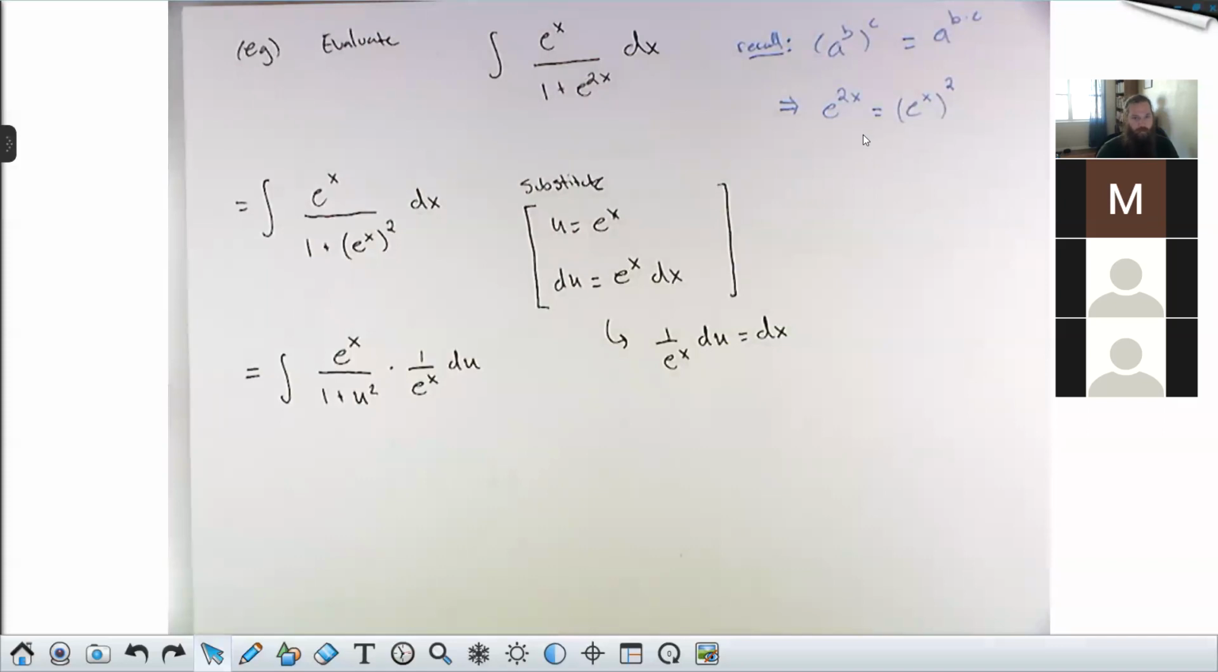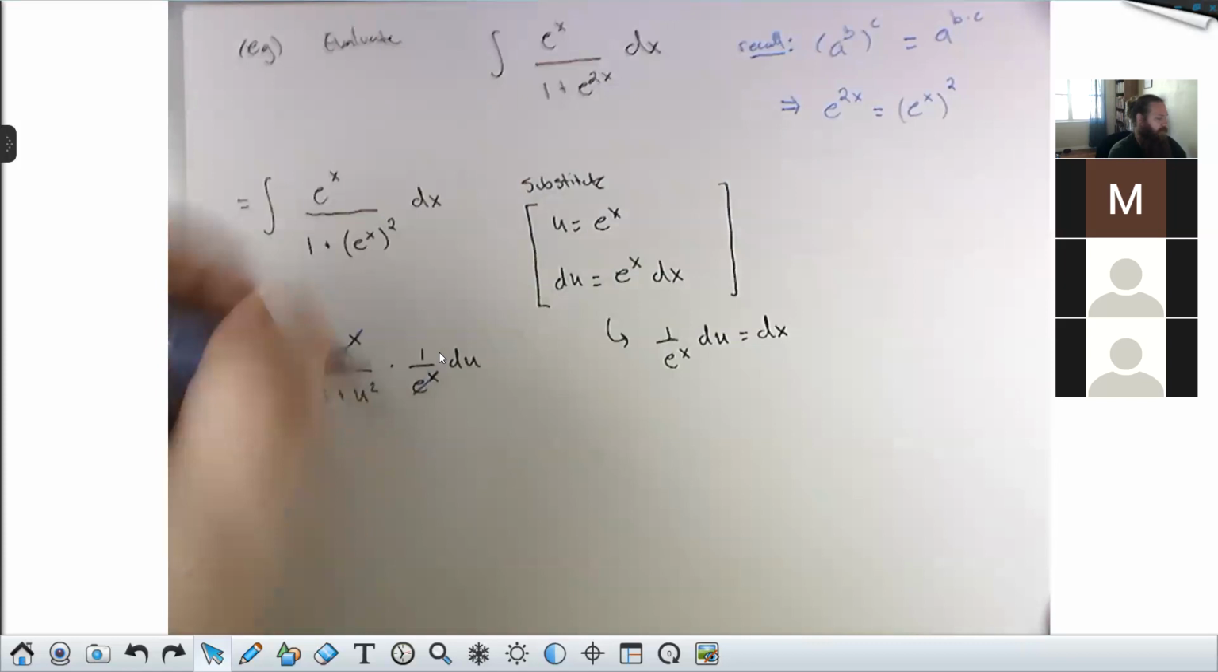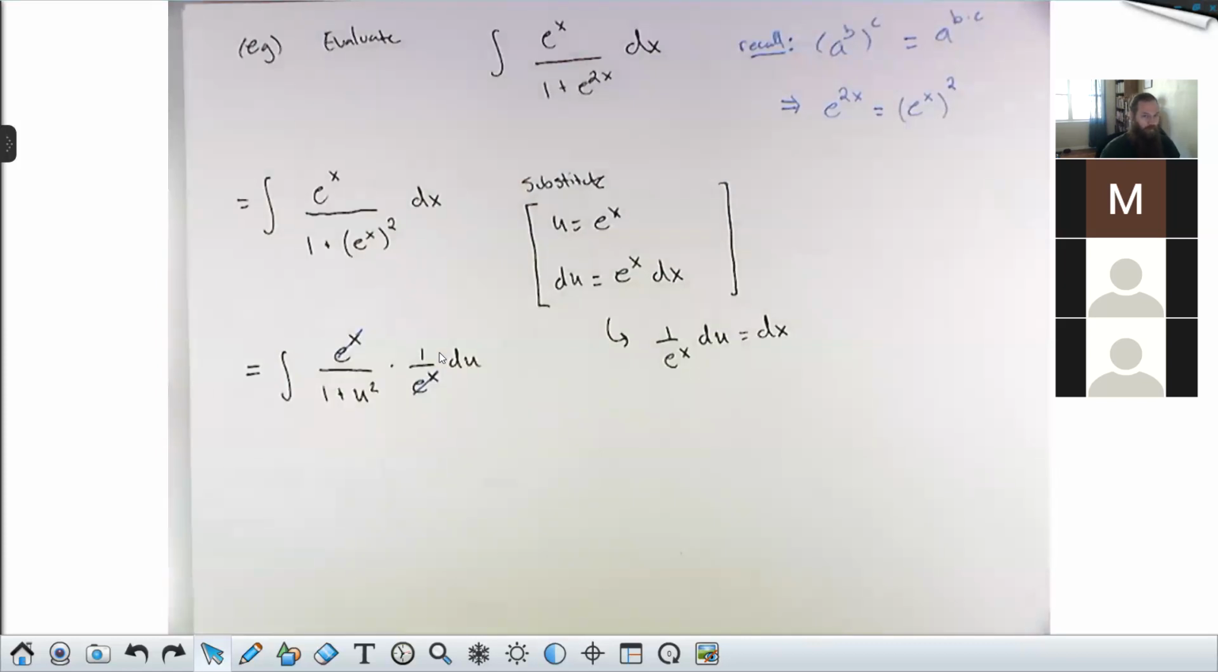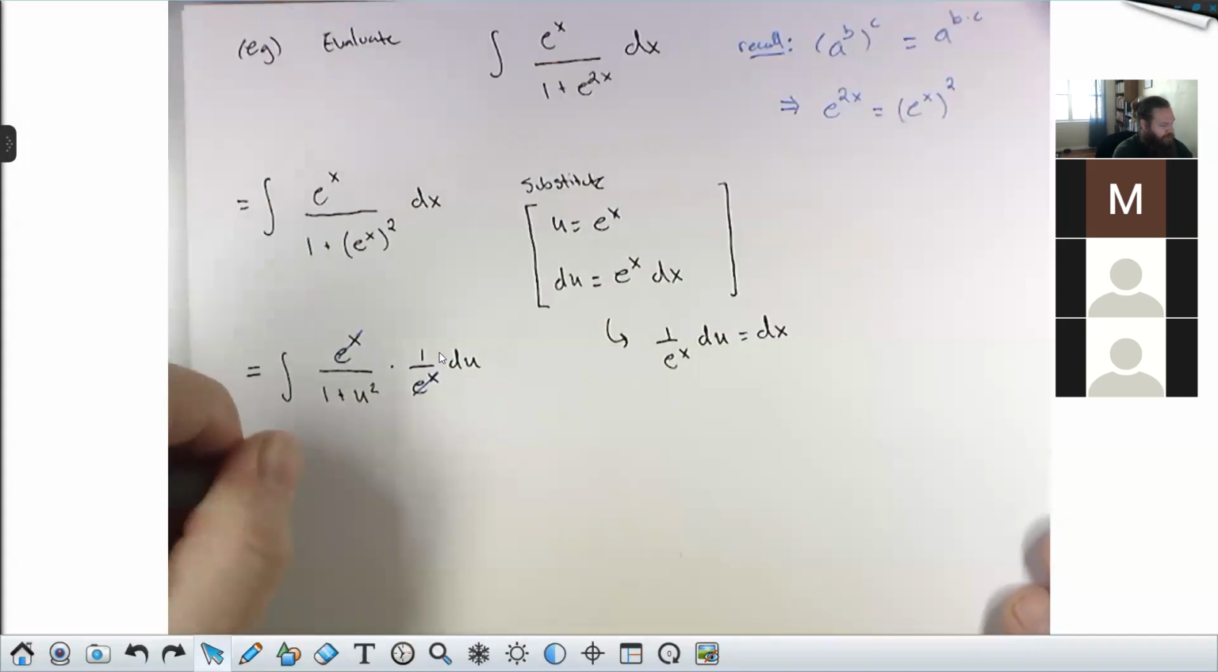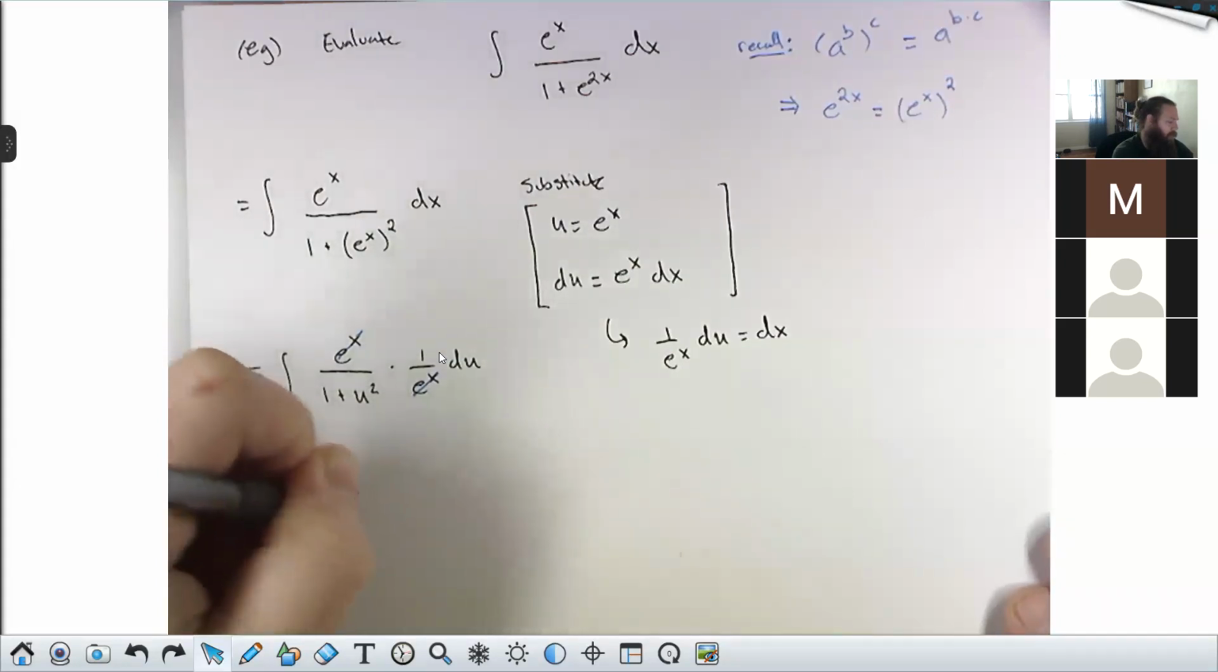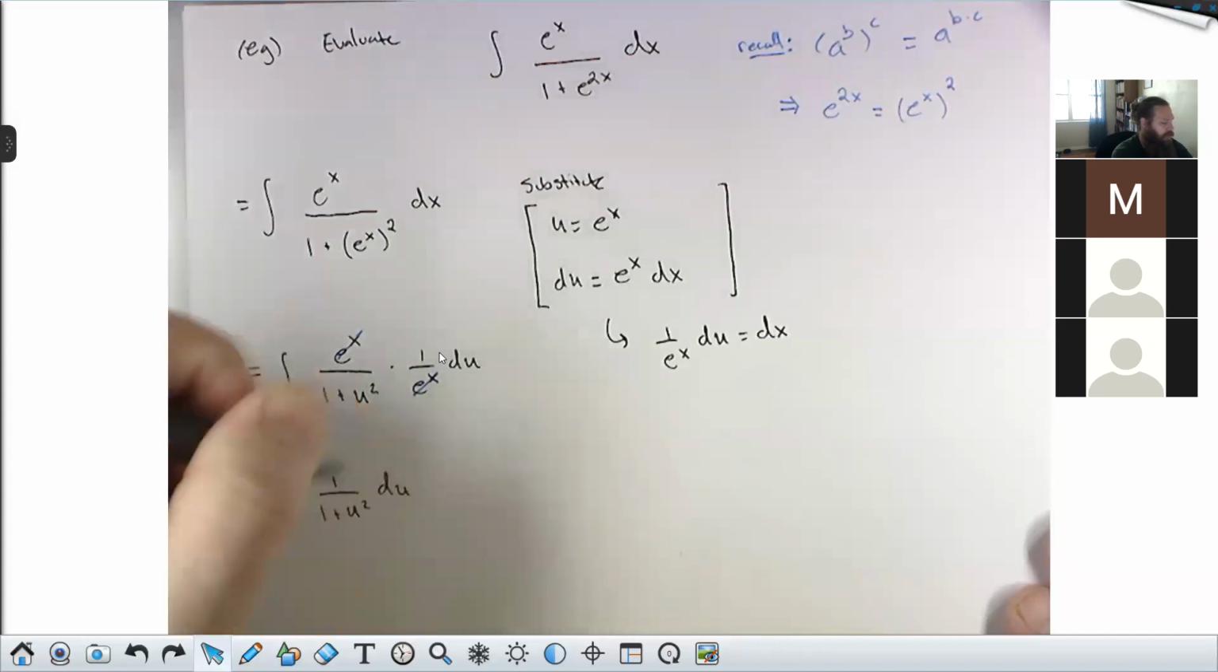And we need to kind of have this foresight. I know that my differential has an e to the x in it, so I will need to let that interact with one of the e to the x's from the original. Now downstairs here, this guy is not going to be able to interact, for one, because he's downstairs. For another, he's raised to the power of 2. But this guy upstairs here, he can. In fact, he cancels perfectly. So this becomes the integral of 1 over 1 plus u squared du.